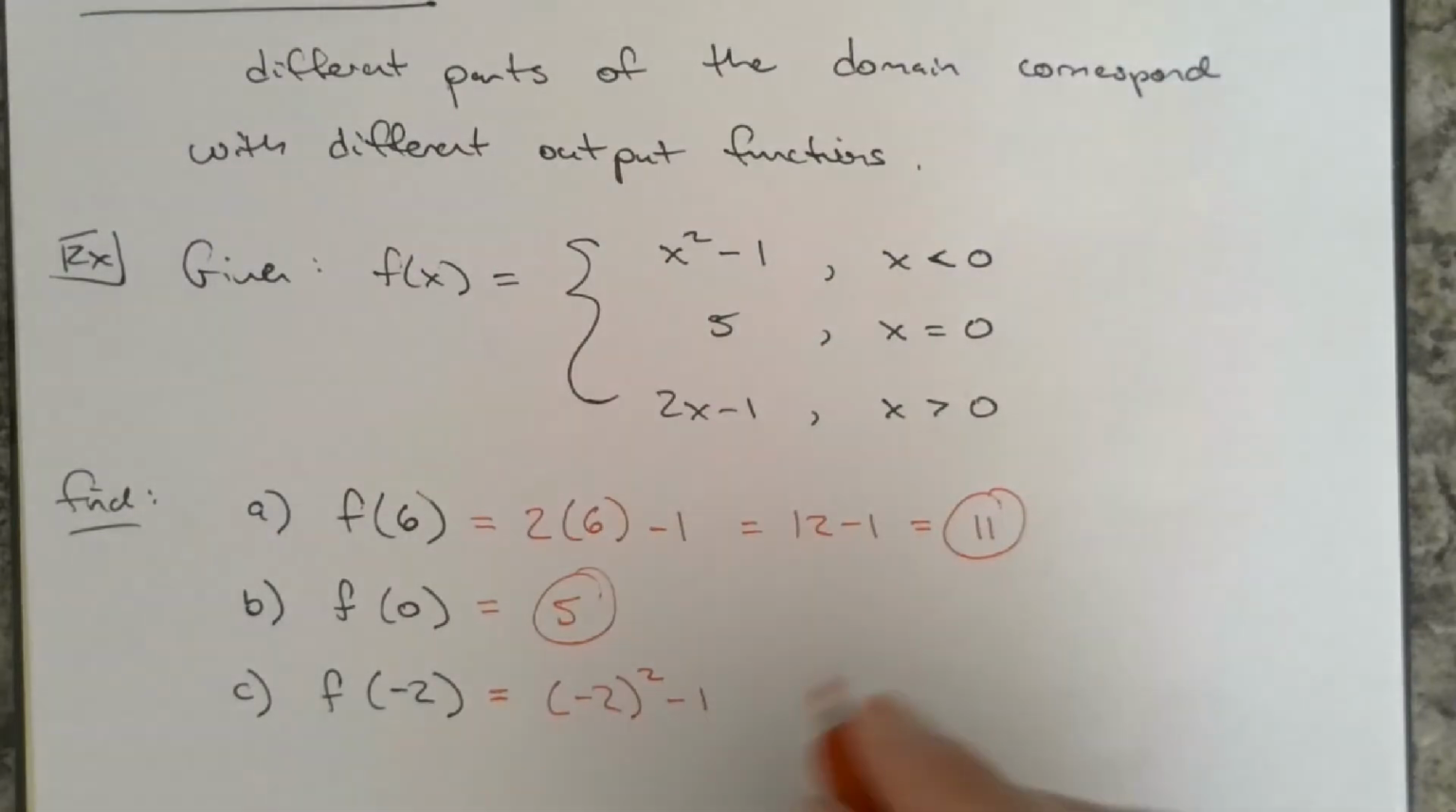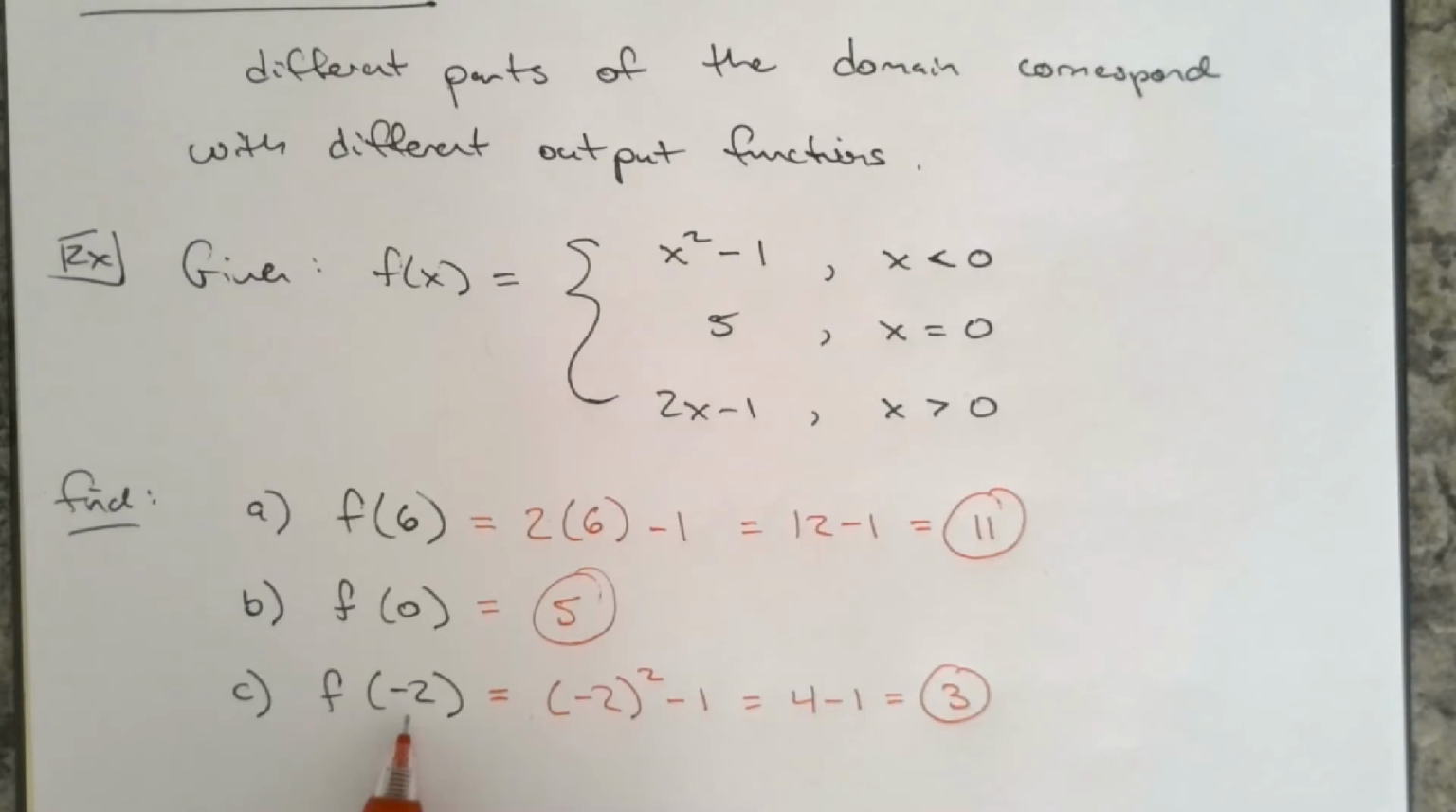So negative 2 squared, remember you're squaring the negative as well, that's why we have the parentheses. Negative 2 squared will give us 4 minus 1, which equals 3. So f of negative 2 is equal to 3. That's like a point on the graph, negative 2 comma 3.